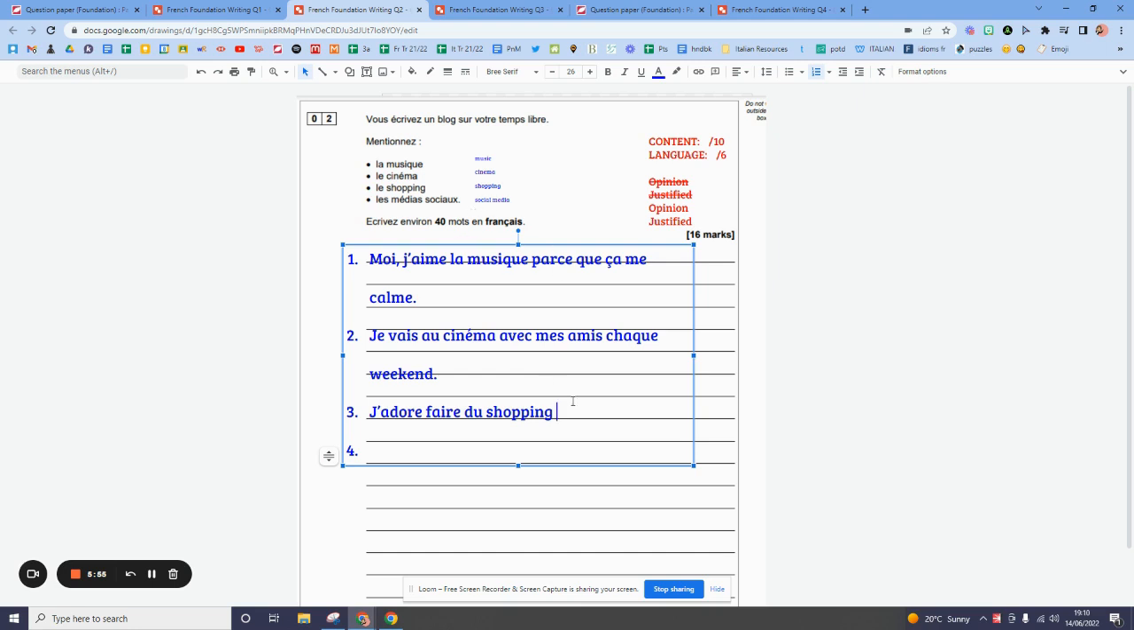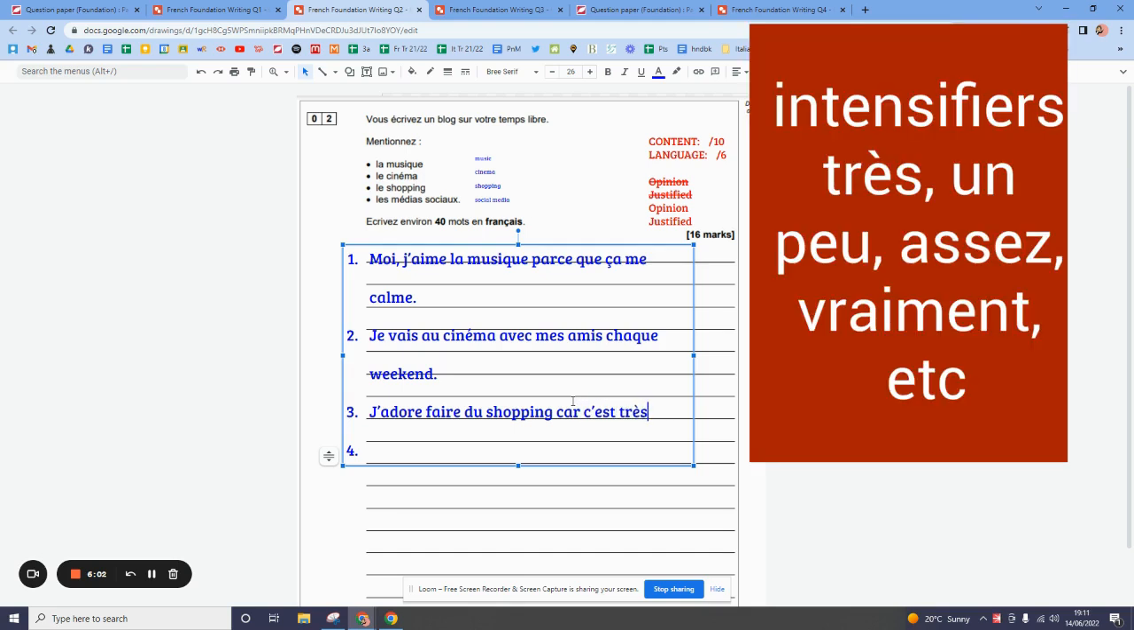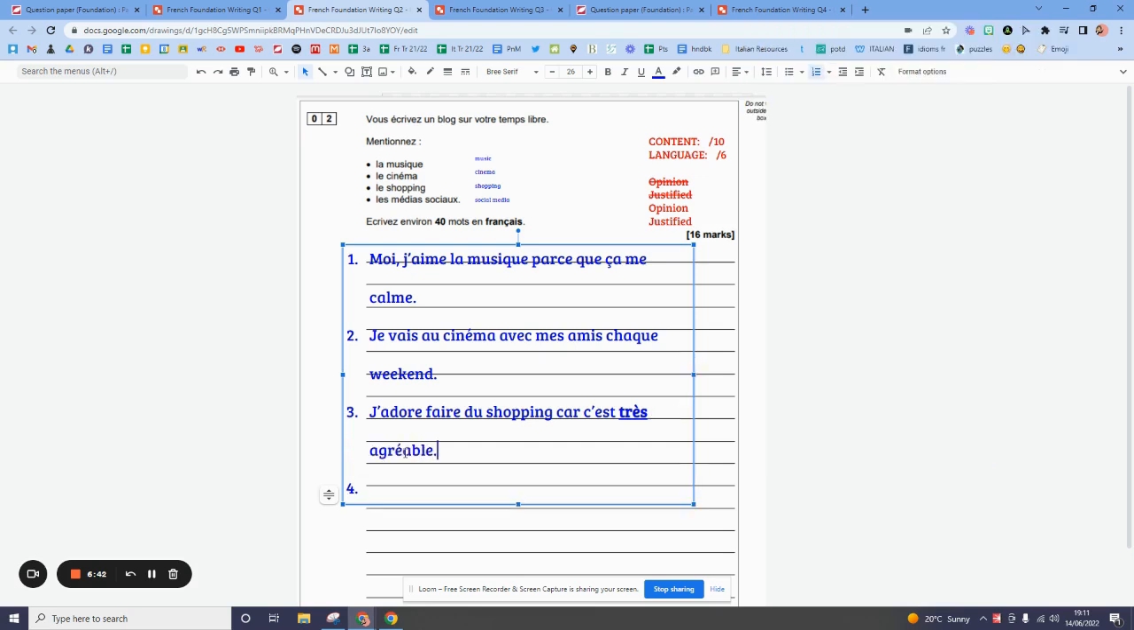I said parce que up here, so I'm going to say car down here. J'adore faire du shopping car c'est très. No, I put très, which we love because it is an intensifier. And we're going to go for agréable. It's very pleasant, agreeable. Oh, I've done another opinion and I've done another justification. I don't need to worry about my checklist anymore.